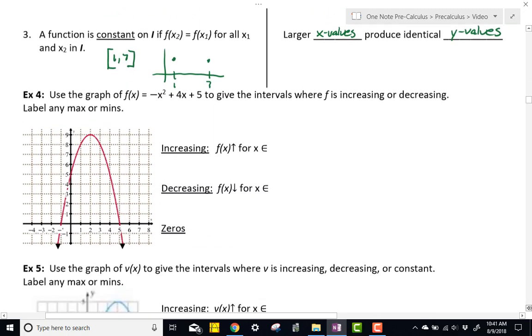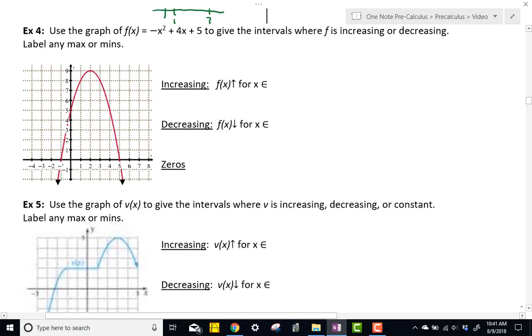Let's take a look at some examples here. Number 4. Use the graph of f of x equals negative x squared plus 4x plus 5 to give the intervals where f is increasing or decreasing. Label any maximums or minimums. Okay, so, well, here we go. First thing I'm going to do is label this as a max. This is actually an absolute max because it is the highest point, and it is an absolute max at y equals 9. When we talk about maxes and mins, we're talking about y values. All right? So there's my max.